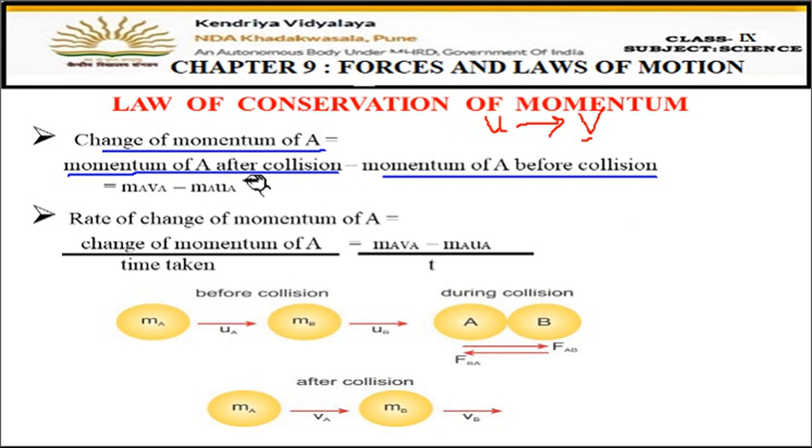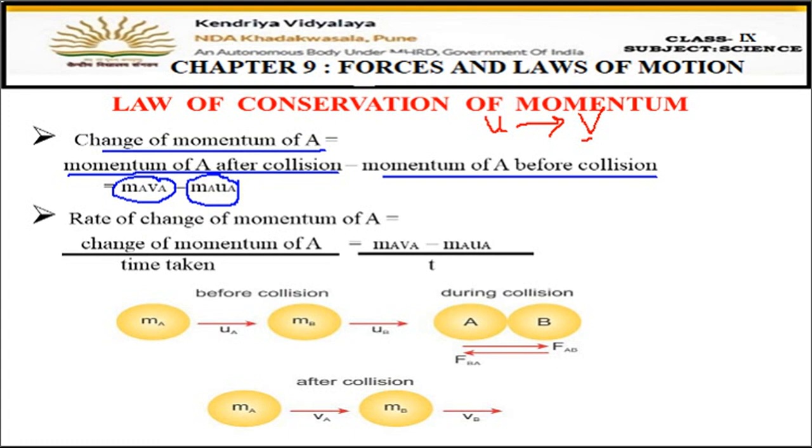After collision, momentum means mass into velocity. So mass will be mA, and after collision, the velocity is vA, the final velocity. So this becomes mA vA. Then the momentum of A before collision: the velocity was the initial velocity, that is u. So momentum will be mass into velocity, that is mA and uA. Remember, here final is vA and initial is uA. So this is the change in the momentum of A.